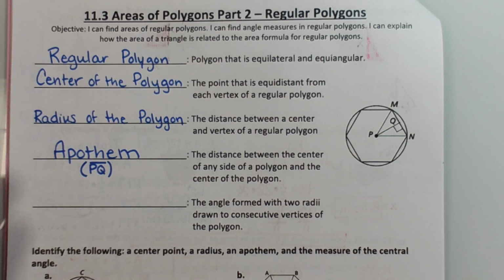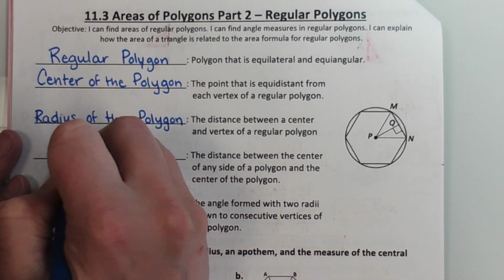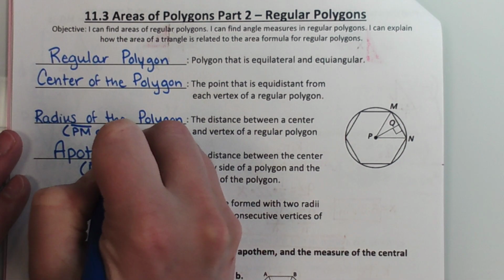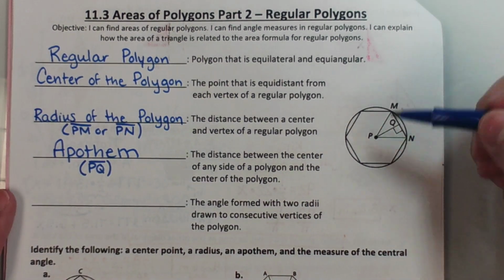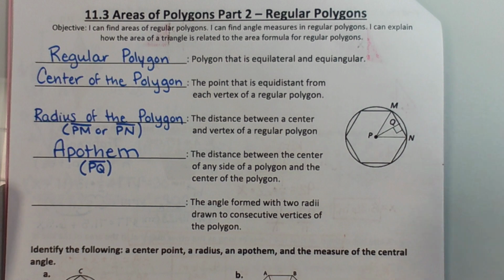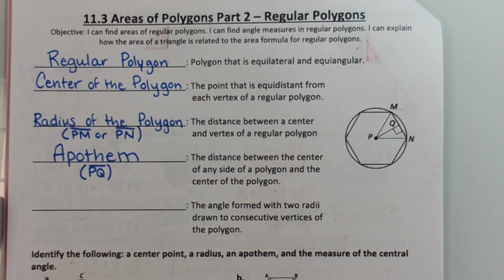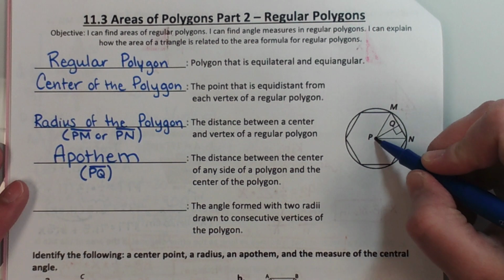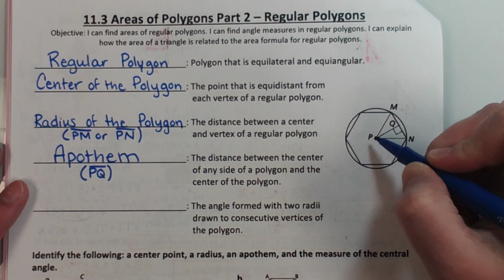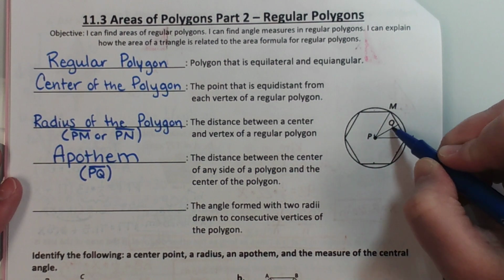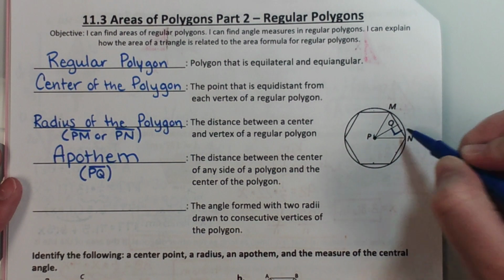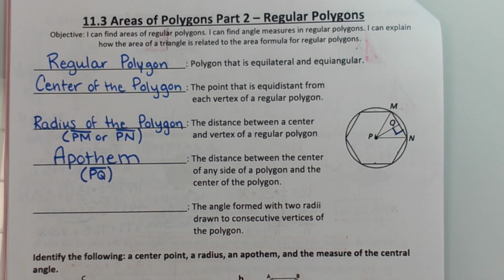So the radius would have been things like PM or PN. In all actuality, there's a radius here, here, here, and here as well. And PQ would have been the apothem. There also would have been an apothem going from the center to the edge right here, center to edge here, center to edge here, center to edge, center to edge. And a key thing here is that we have this perpendicularity, and that's going to help us as we move through this section.